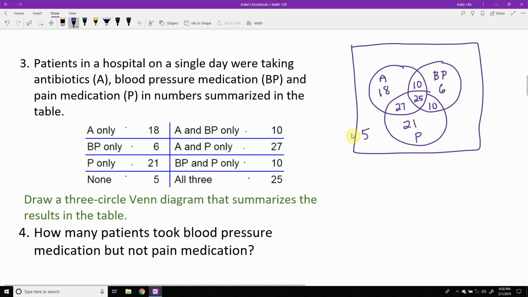Okay, so number 4, how many patients took blood pressure medication but not pain medication? Blood pressure but not pain. Let's see. This is my blood pressure circle, but I want to exclude those that took pain medication. So at least taking blood pressure medication, which put you in this crescent area here. So I would say 10 plus 6, 16 people.